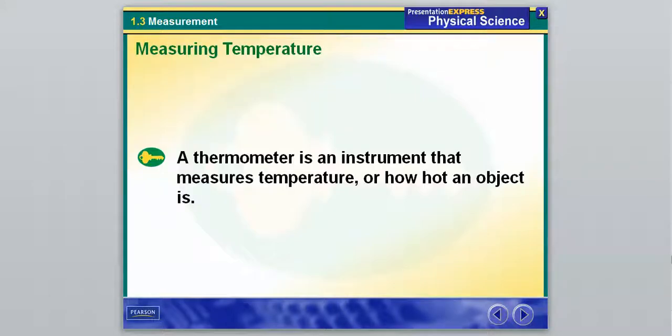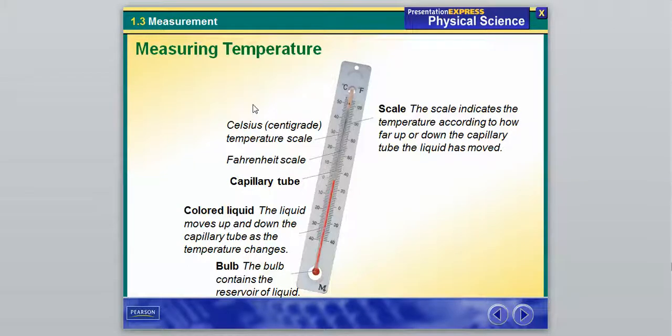And to end the measurement section, we're actually going to look at one example of measurement, which is how to measure temperature, because that is one of the biggest units that is used in physical science. A thermometer is the instrument that we use to measure temperature, or how hot an object is. So if we look here, here's an example of our thermometer. Down at the bottom we have a bulb, which holds our liquid, and then the colored liquid moves up and down the tube as the temperature changes.